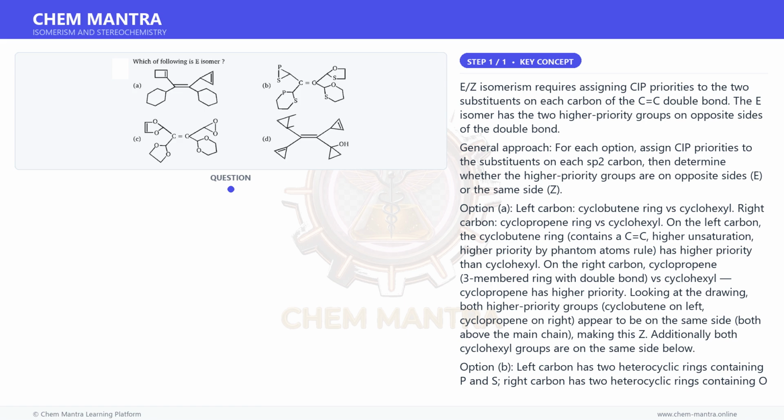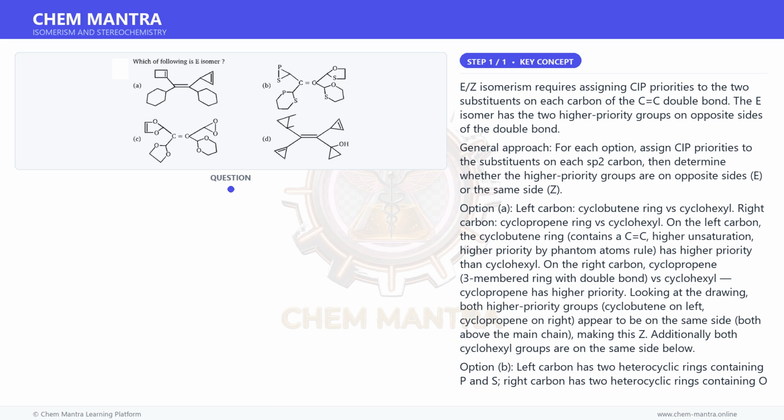Looking at the drawing, both higher priority groups, cyclobutene on left, cyclopropene on right, appear to be on the same side, both above the main chain, making this Z. Additionally, both cyclohexyl groups are on the same side below.